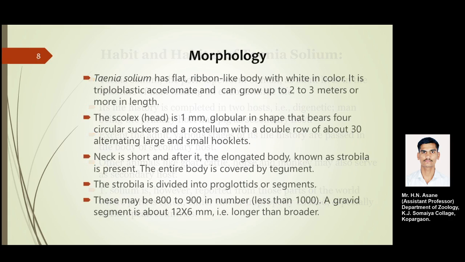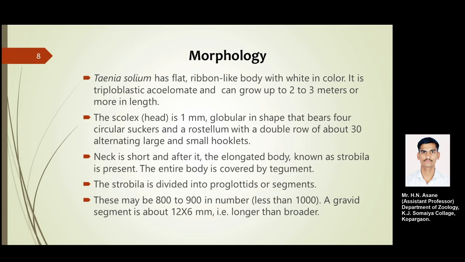As you can see in the morphology, the body of Taenia solium is long, dorsoventrally flattened, and ribbon or tape like, hence it is called the tapeworm. It measures about 2 to 3 meters or more in length. The body is extremely narrow anteriorly, and gradually becomes broader posteriorly.